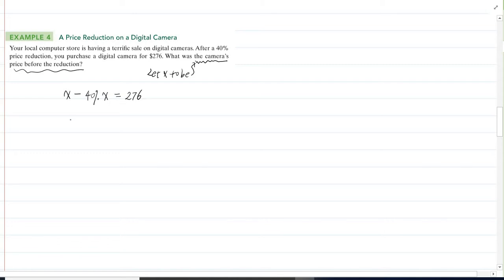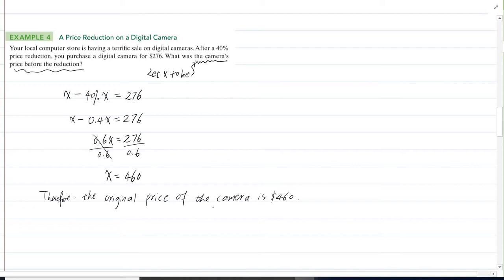So once you have this, we're going to solve this: x minus 0.4x equal to 276. 1x minus 0.4x gives you 0.6x. And then we have 276. Then we divide by 0.6 on both sides. So you're going to have x equal to $460. That was your original price. Therefore, the original price of the camera is $460.